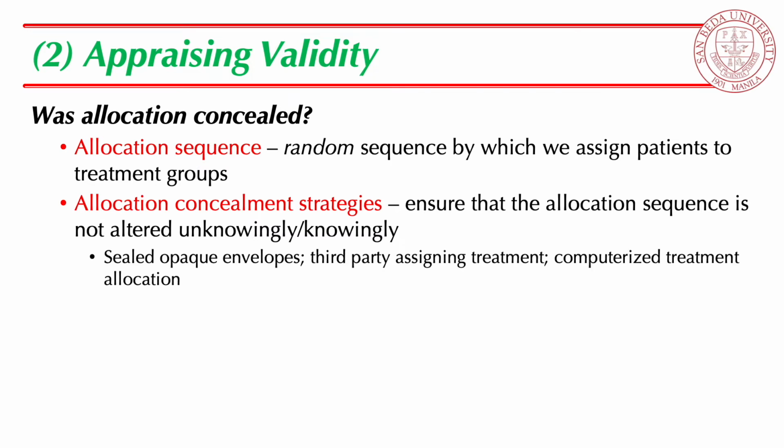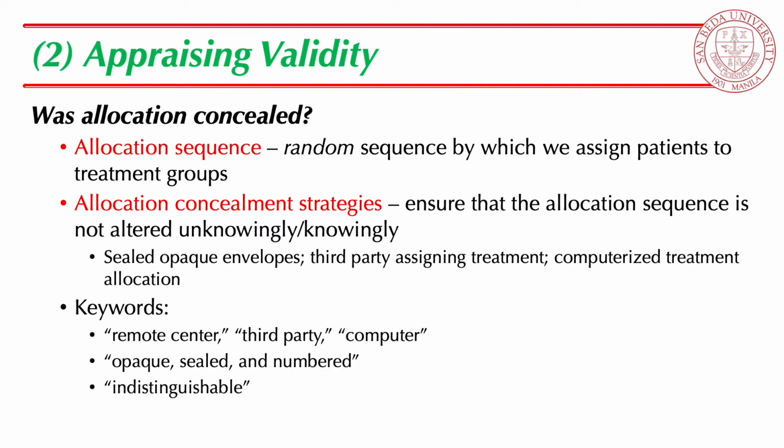Now, examples of such strategies include placement of treatment assignments in sealed opaque envelopes, delegation of a third party with no interest in the results to assign treatment, and use of computers for treatment allocation. To ascertain allocation concealment, look for the following words or phrases in the methodology. The remote center could either be a computer or a person which the recruiting clinician must contact to obtain the patient treatment assignment. The word indistinguishable, on the other hand, refers to how the packages containing the medications are described. That is, the packaging or the appearance of both investigational treatment and placebo cannot be told apart because they look the same.